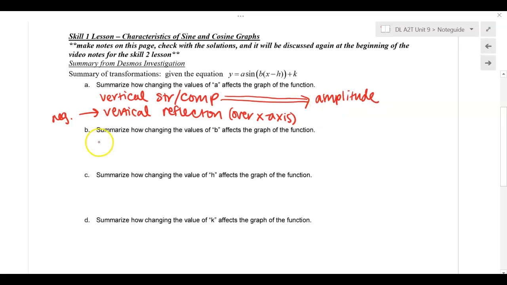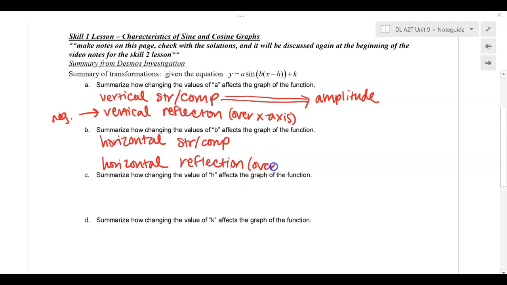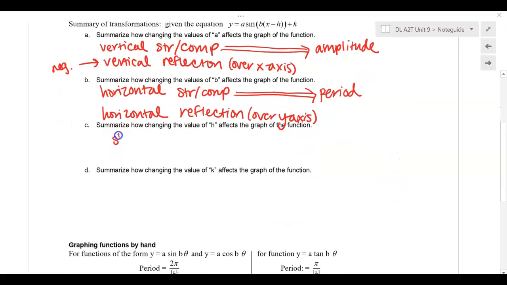The b value, again review, in the way that we're saying it here, would cause horizontal stretching and compressing, and it would cause horizontal reflecting. And that means reflection over the y-axis. But something new for us here is that now when we have a horizontal stretch or compression, this is affecting this characteristic of the graph called the period. The h value is still going to shift your graph left or right. And the k value is still going to shift your graph up or down.